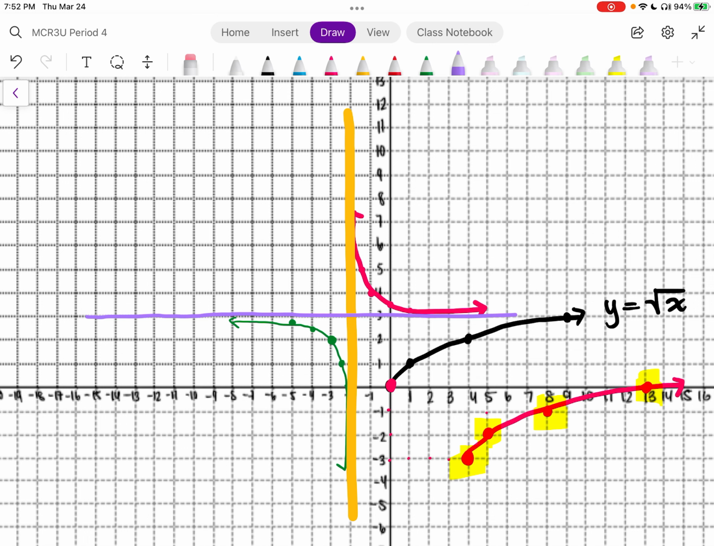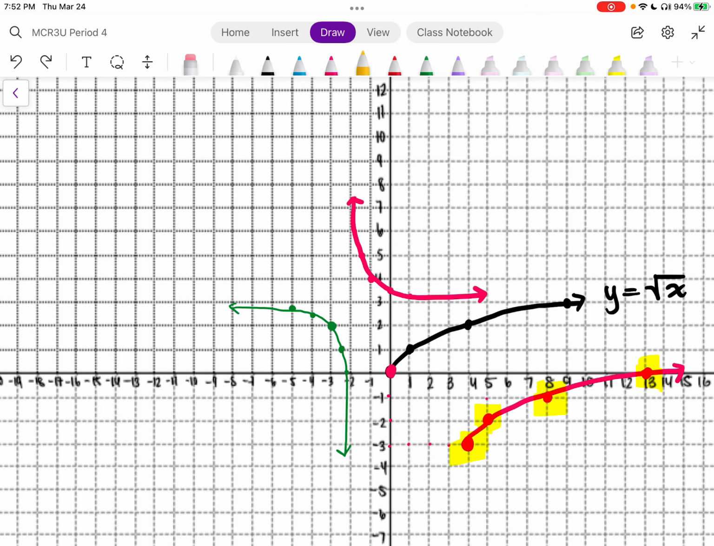right? And the reason that I'm drawing the asymptotes in is because I actually want you to realize that I have one here at x is equal to -2, and one here at y is equal to 3, right? That's going to tell us a little bit about the restrictions.